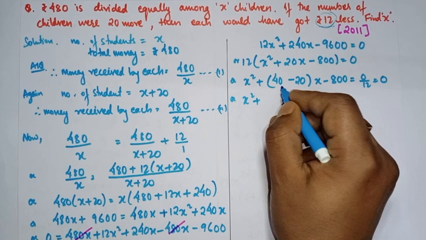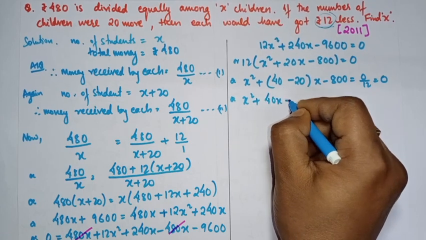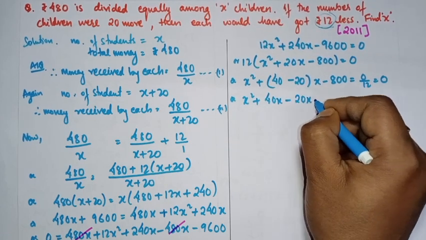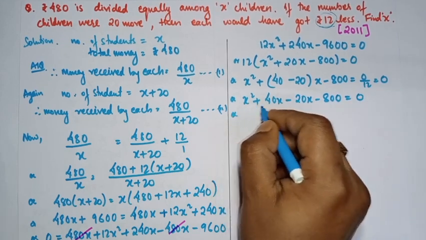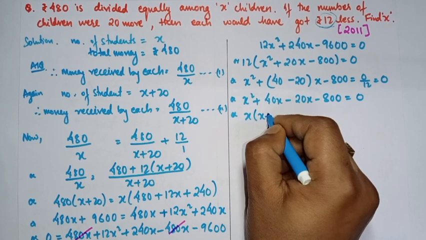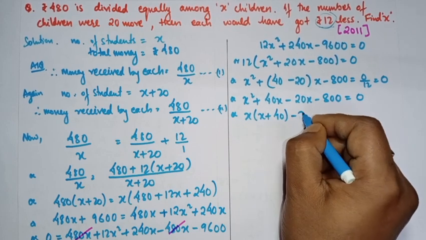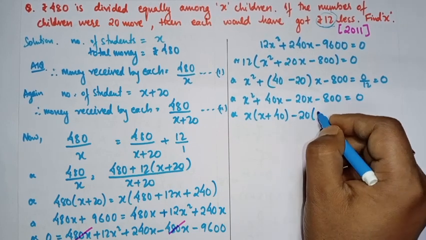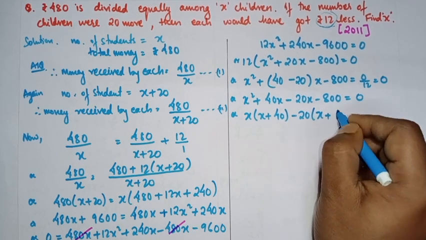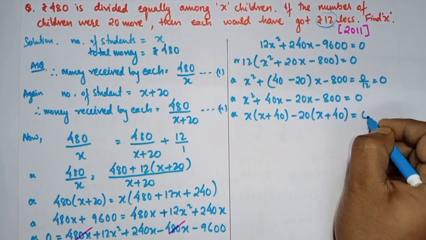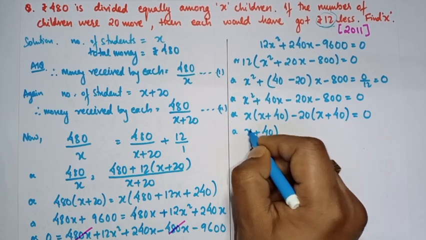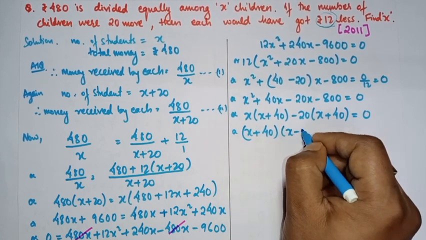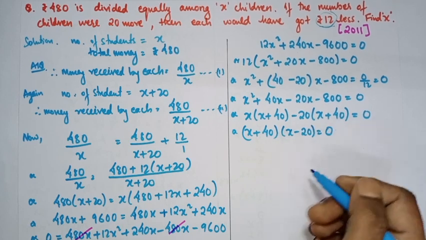Now what can I do here? X square plus 40 into x, 40x minus 20 into x, 20x minus 800 equals to 0. Now as you know, we have to take common. So x common, x plus 40, minus 20 is common. These two have to come the same, so you can write directly x plus 40 equals to 0. These two are same, so x plus 40 in one bracket, and this in another bracket, that is your x minus 20 equals to 0.